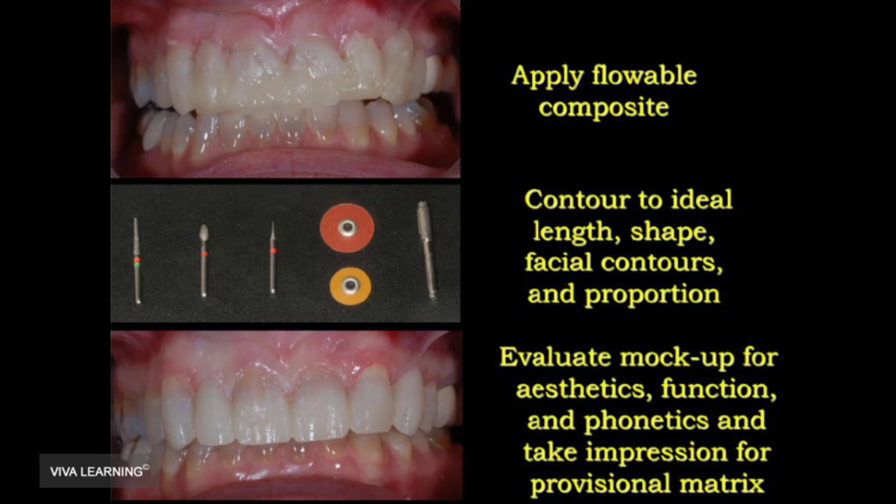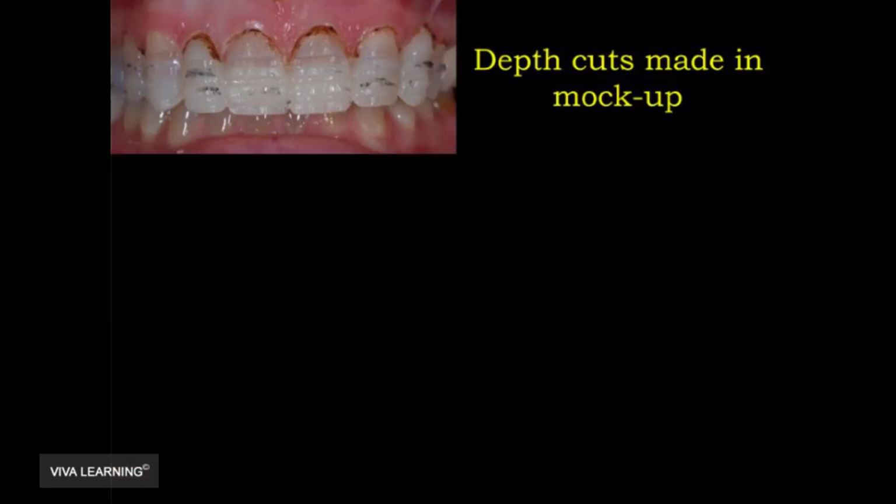The first thing we do is take an impression, set it aside, and use that later for our provisionals. Then, since we have some gingival adjusting, we're going to take our diode laser and trace the margins of our mock-up so that it will tell us exactly where we need to do our gingival recontouring once the material has been removed.